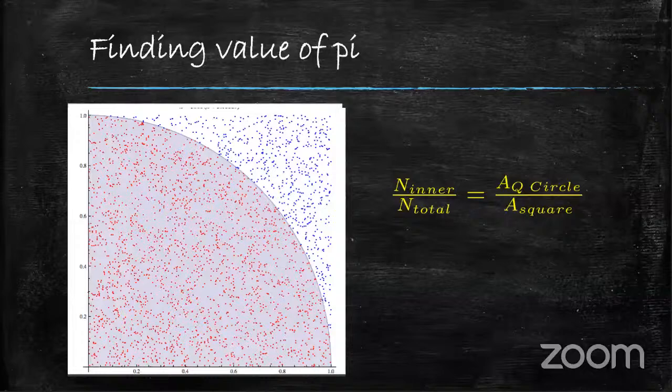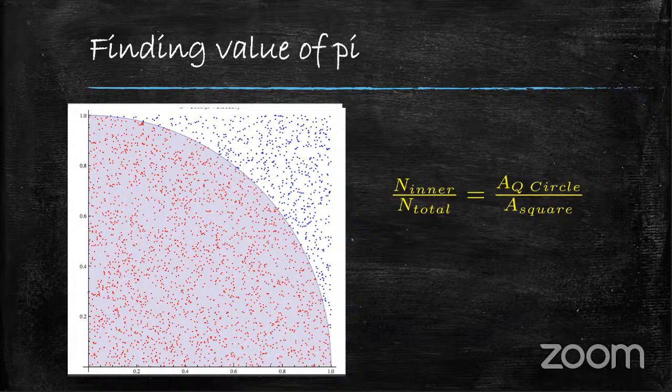You can see here I have dropped multiple balls, and in the diagram each ball is shown by a point. Whenever the ball hits inside the circle, I am giving it a red color. Whenever a ball goes outside the circle, it is given the blue color. Now I am going to calculate how many balls are inside the circle. Those are given by n inner.